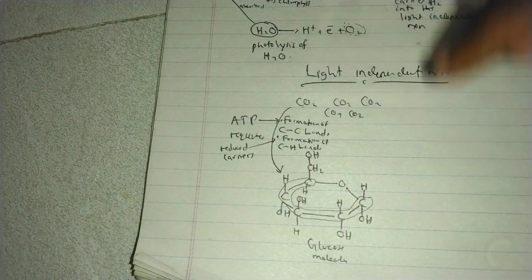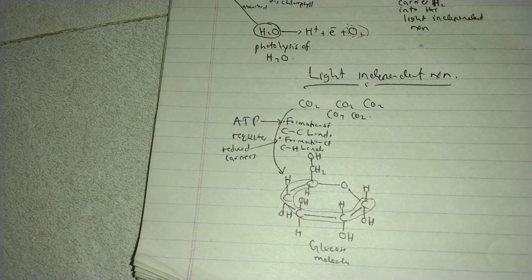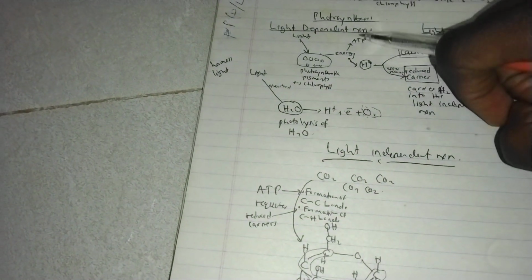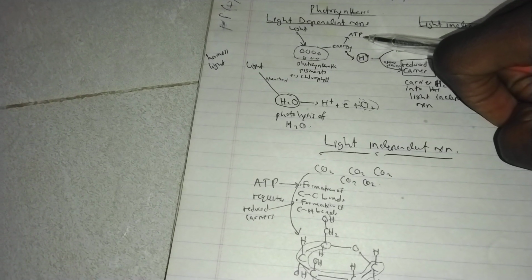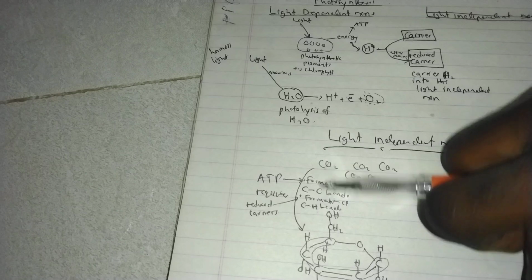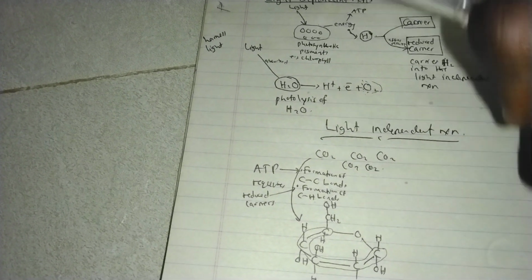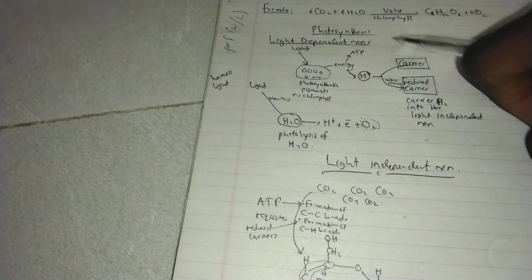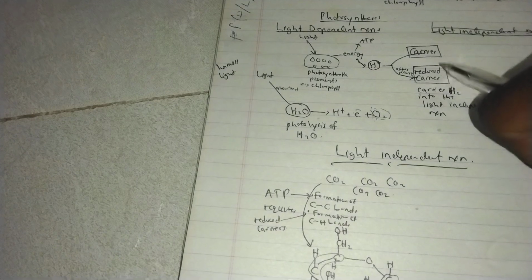Now the carbon to carbon bond is going to be formed with the help of the ATP that has been produced here. Are we together? The ATP produced from here is going to be used in the carbon to carbon bonding of this carbon dioxide. Then the carbon to hydrogen bond is going to be formed using the hydrogen carried by the reduced carrier.